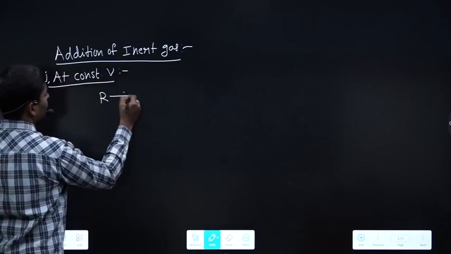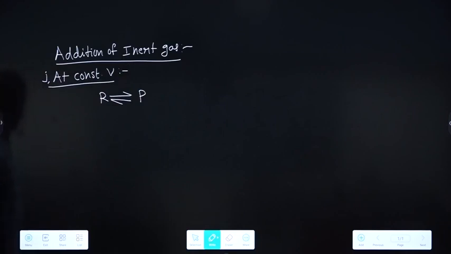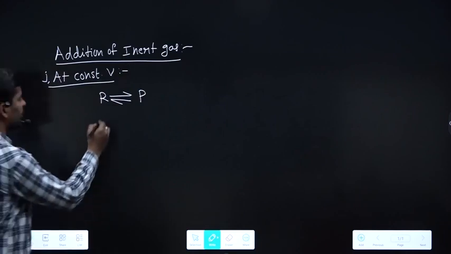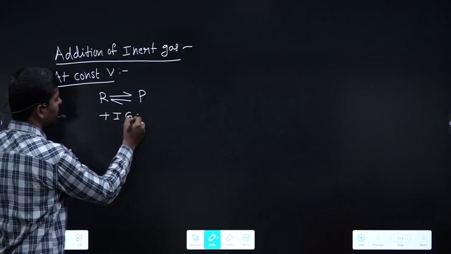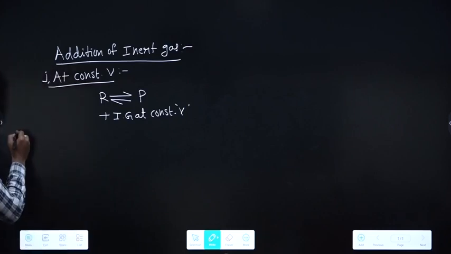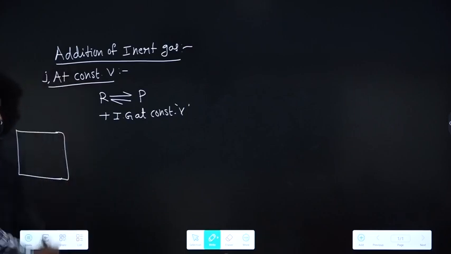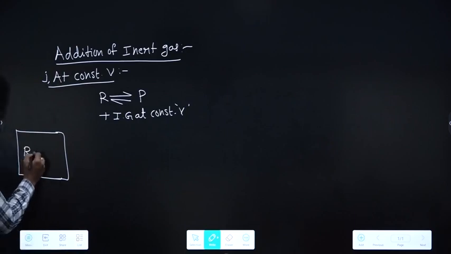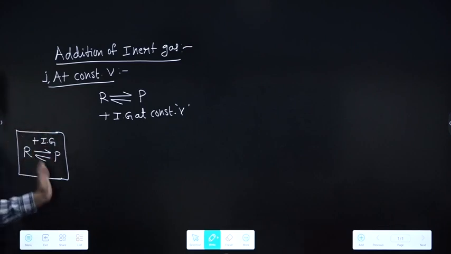So we have a reaction under equilibrium like this. To this we are adding inert gas at constant volume. Constant volume, non-expanding chamber, with immovable piston we are taking. Okay, reactants and products, to this we are adding some inert gas. Now what is the effect on equilibrium, whether equilibrium is affected or not, and whether it proceeds in forward direction or backward direction.